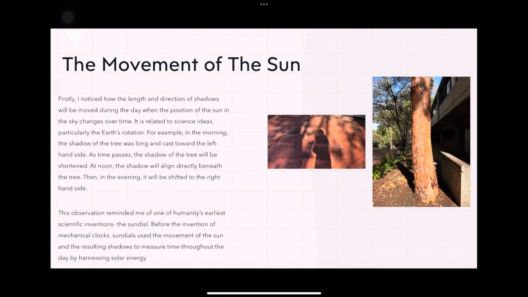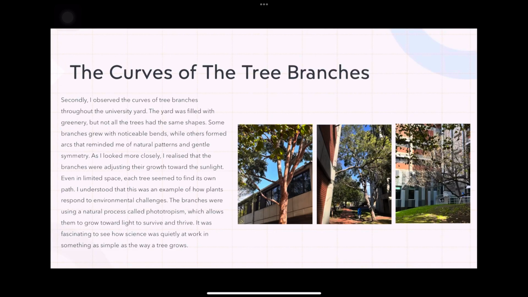This reminded me of one of the most famous inventions, the sundial. Before mechanical clocks, sundials used the sun's movement and resulting shadows to measure the time throughout the day.